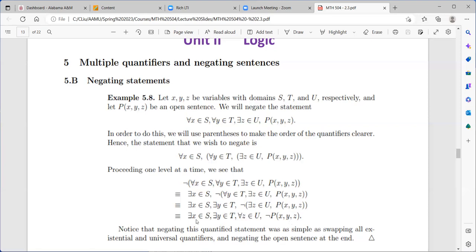Okay, so at the end, the negation of this whole statement is there exists some X in S and some Y in T, so that for any Z in U, the statement P of XYZ is false. Okay.